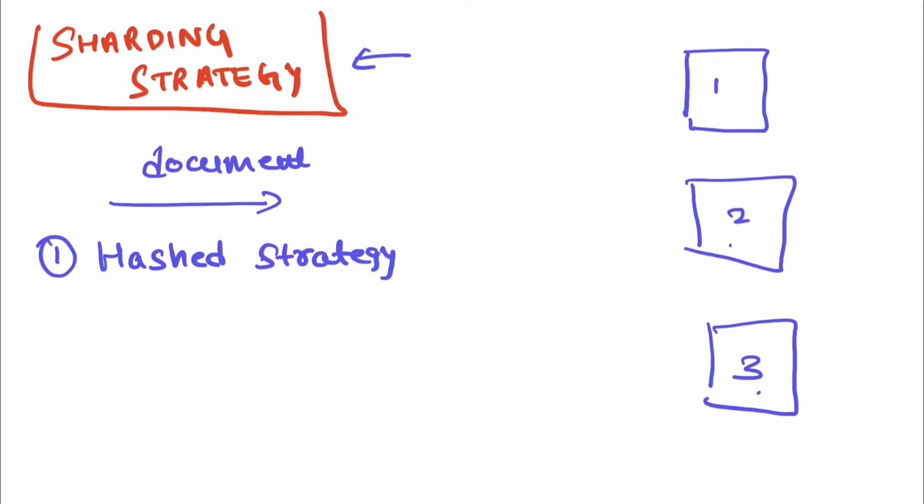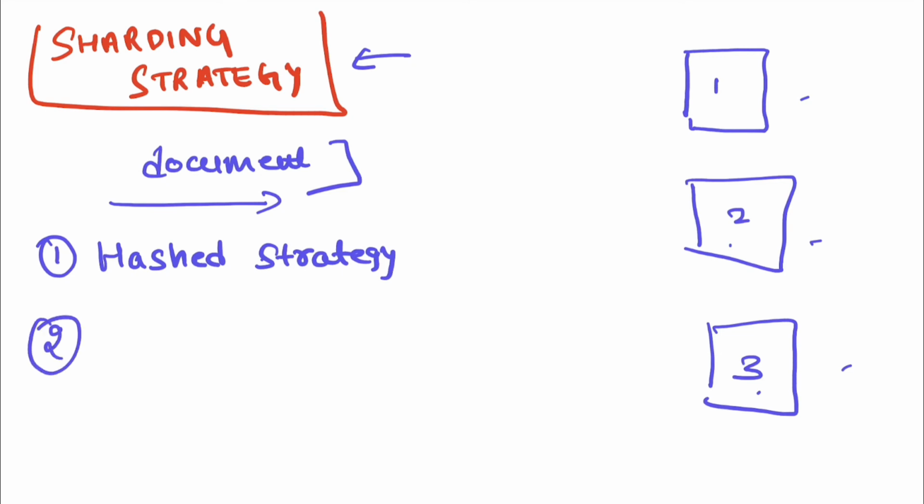First is the hashed strategy. In your document, you can define a particular field which you want to hash, and based on the hash value, the data will go to a particular node. So this is called hash strategy. It's straightforward. Just calculate the hash value of a particular key, a particular field, and based on the hash value, it will go to a particular node. It could be either 1, 2, or 3.